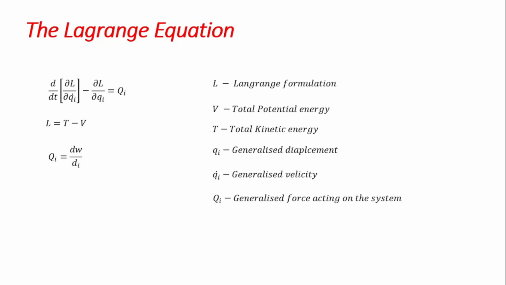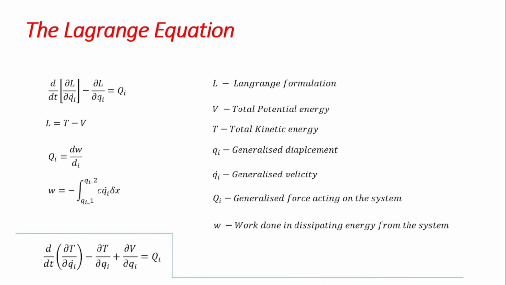It is usually the force that results from the work done in dissipating the energy of vibration in the system. Here, W is the work done in dissipating energy from the system. Of course, there's a simple formula for estimating work done when you have damping, and we'll see how to use it later on. The Lagrange formulation could also take this form. There are different forms, but I always advise people to stick to the first form because it's straightforward and it's one way throughout the equation.